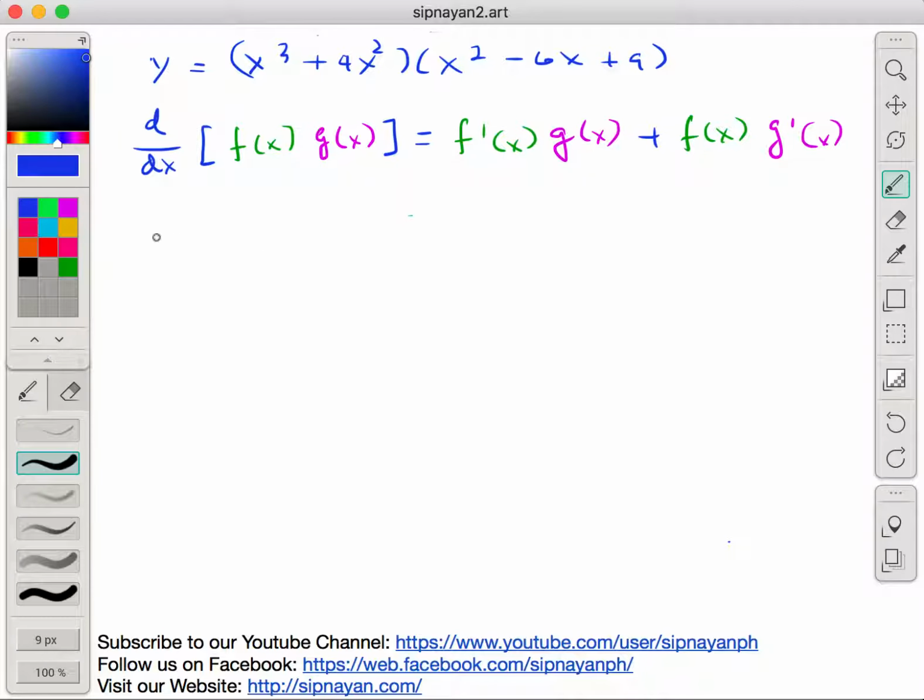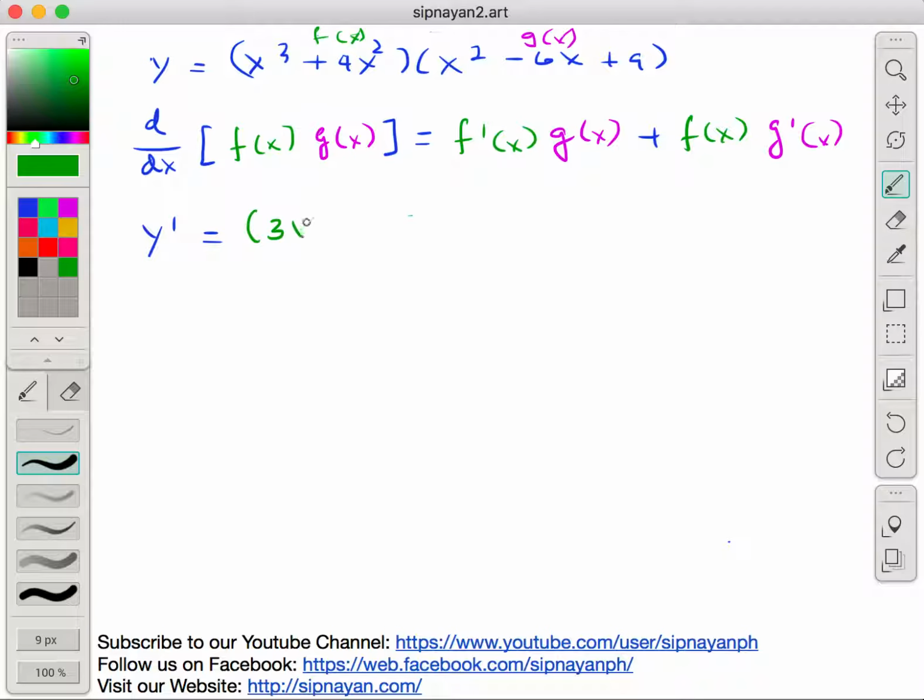So pwede nating gawing y prime. Y prime, pwede na nating dy dx ito, pero pwede natin gawing y prime. The first function, x cubed, derivative of the first function, bababa natin yung 3. This is our first function, f of x. And this is our second function, g of x. So ano ang derivative ng x cubed plus 4x squared? So this is, bababa natin yung 3.